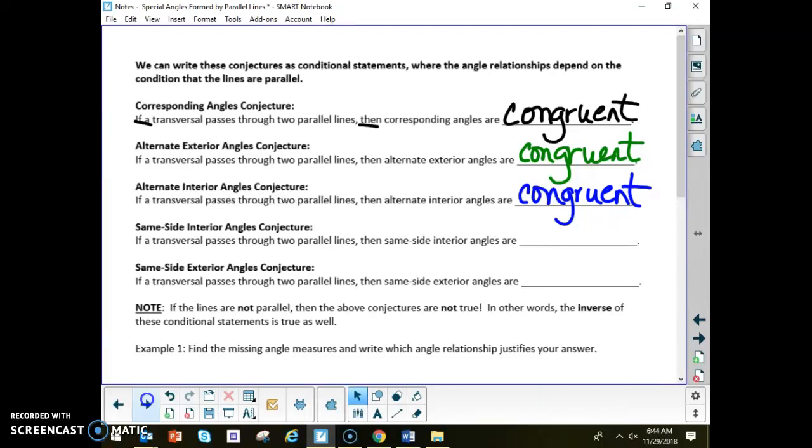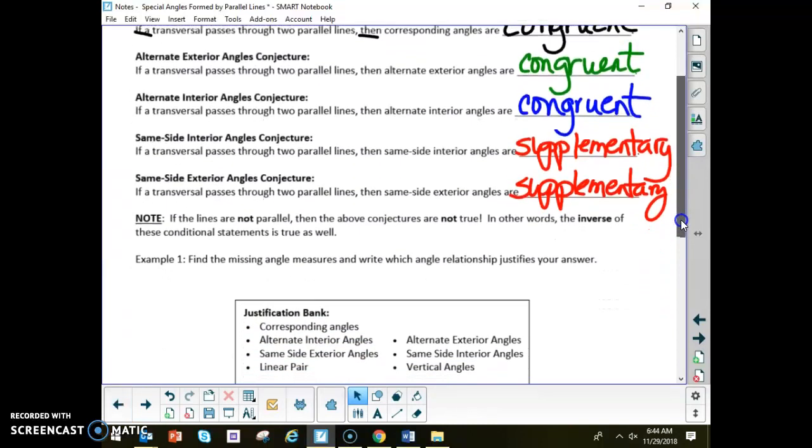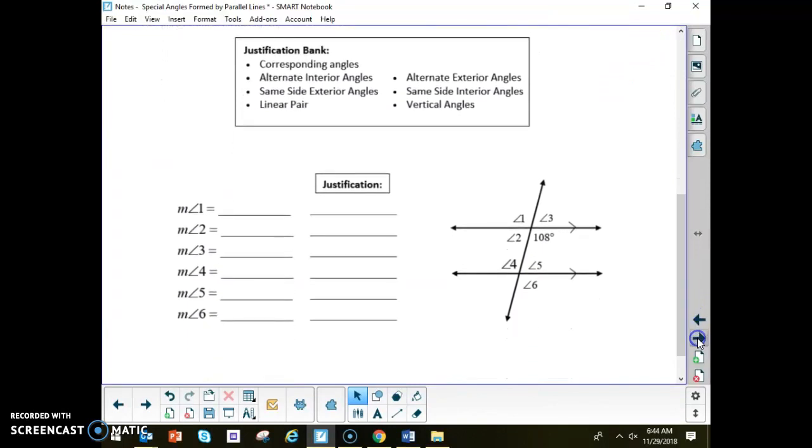Now when they're on the same side, this is where they're going to be supplementary. Again, supplementary. Okay, if the lines are not parallel, then none of this works. So we're going to use this information to find the angles. And it's not just using these conjectures, it's also using information that we know.